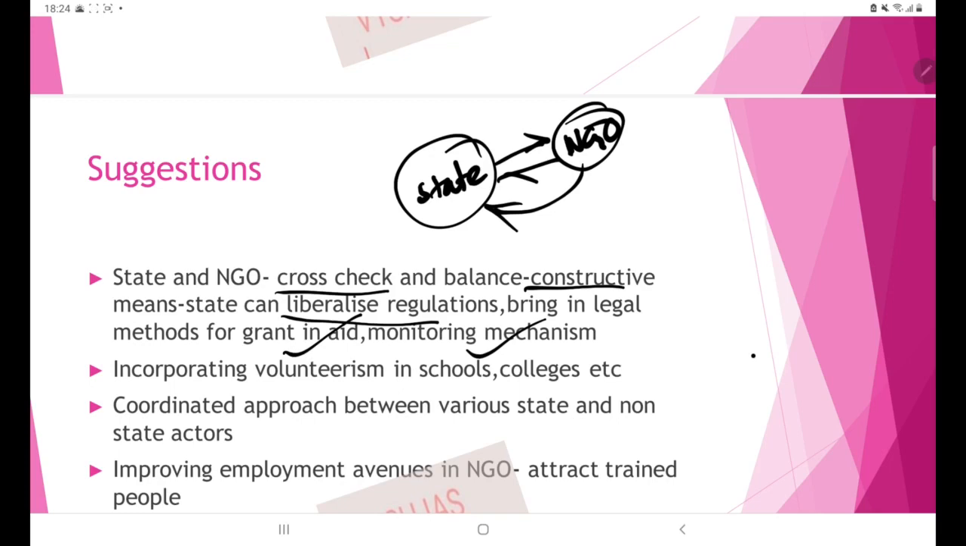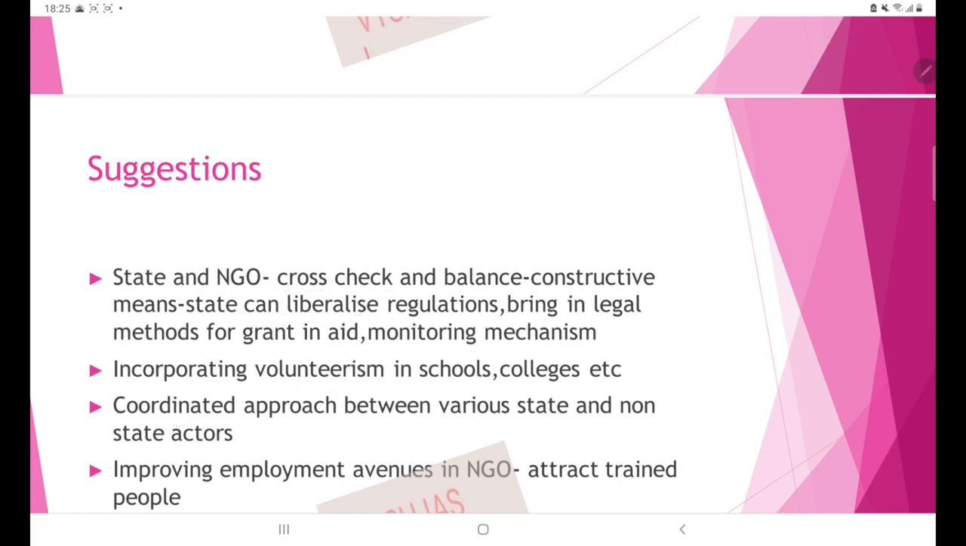Then another thing is inculcating the moral responsibility within children and the youth. So incorporating volunteerism in schools, colleges and other educational institutions through counseling sessions or awareness classes. Then next is coordinated approach between various state and non-state actors. There should be an efficient coordination or cohesiveness between the policy making. So NGOs should also be given a role in the policy making of government so that they can act in a coordinated approach.